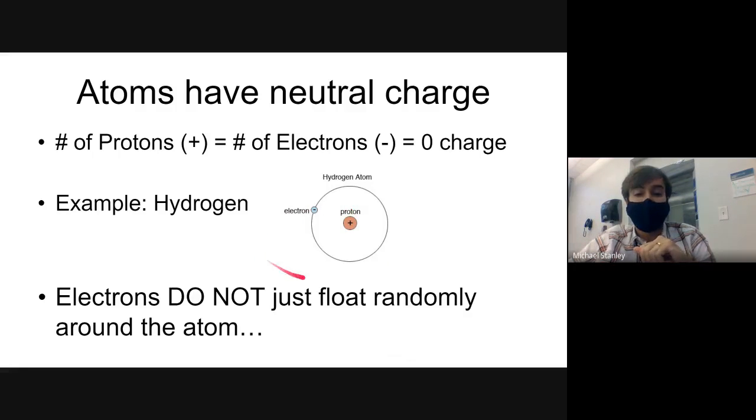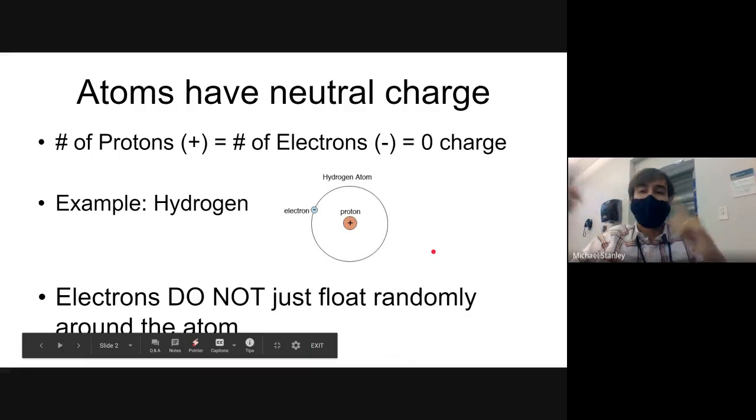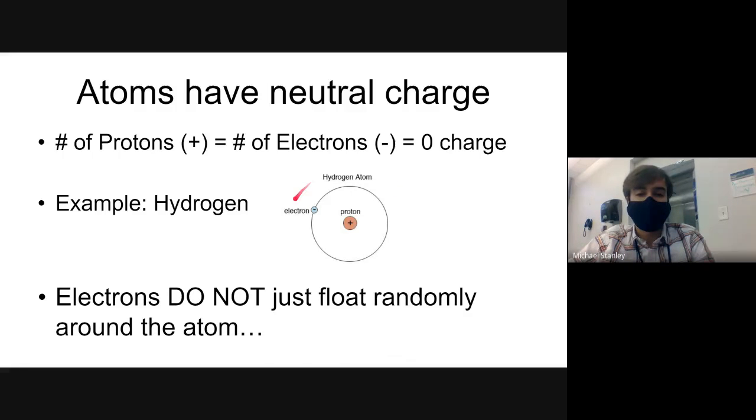Electrons are outside of the nucleus, so they're kind of in these clouds around the nucleus, whizzing around the outside. But electrons aren't just randomly flying around. It's not like they're zooming all around each other with no sort of pattern. There actually is a structure to the way that electrons are filled in around our atoms.